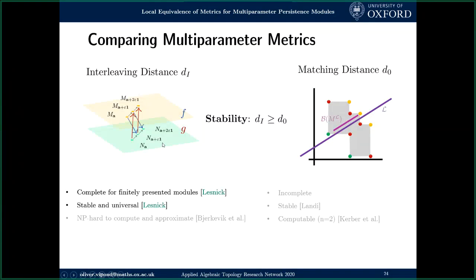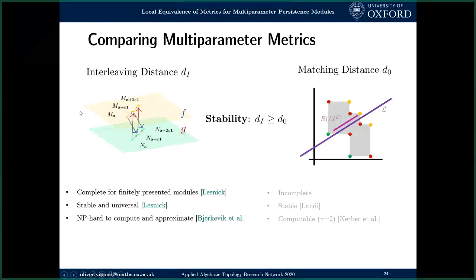So if you give me any other metric on multi-parameter modules which is stable, then it's actually going to have to be smaller than this interleaving distance. But the downside of this interleaving distance is that it's very complicated and it's in fact NP hard to compute and approximate, which was a result shown by Bjerkevik and collaborators. And it's NP hard to compute and approximate even in the 2-parameter setting and even for interval decomposable modules.